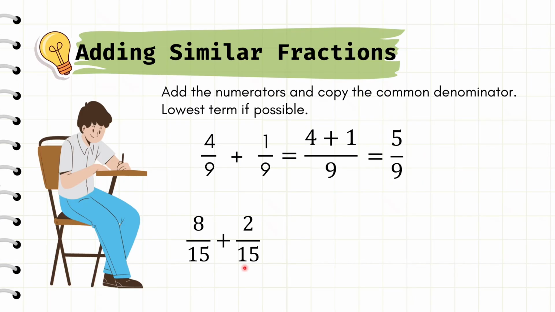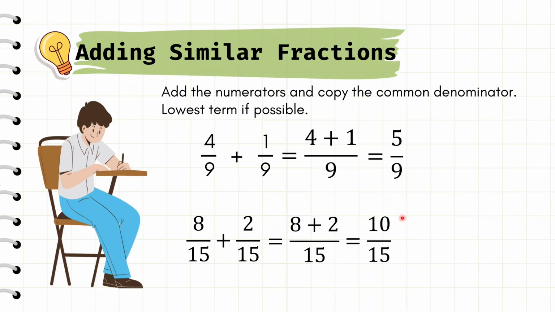Another example is 8/15 plus 2/15. Similar fractions ulit ito. So pag similar fractions, just add the numerators and copy the common denominator. At ang numerators nila ay 8 plus 2. Then copy the denominator, which is 15. So 8 plus 2 equals 10. Then 15, copy 15. And 10/15 can be reduced to lowest term.